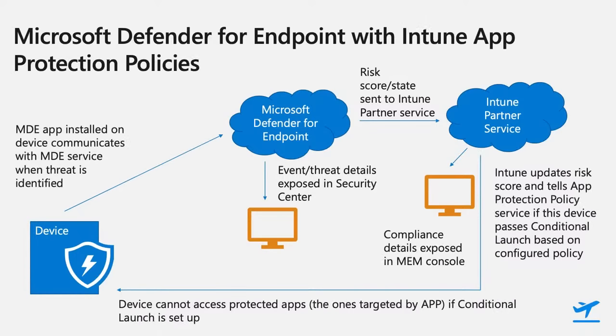A similar model is followed for Intune app protection policies when a risk score is received from Defender on a targeted device. This is more commonly used where compliance policies are not supported, for example, for unenrolled devices. The event and threat details are exposed in the Security Center, and the Intune compliance details or app protection policy details are exposed in the MEM console and the relevant reporting for those policies.